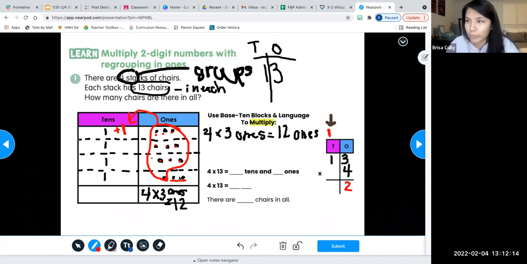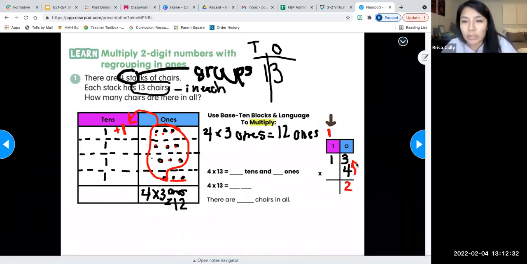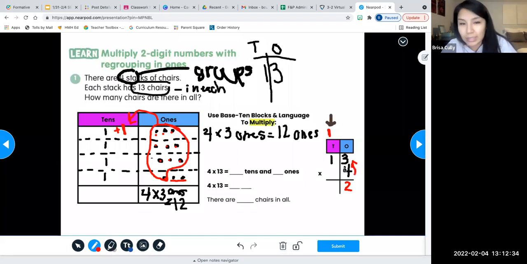That's our proof. So even though you might have mastered the vertical form with regrouping before, I still challenge you to prove it using a picture, or prove it using a different type of model or strategy. Okay, we've multiplied the ones. Now we have to multiply the tens.